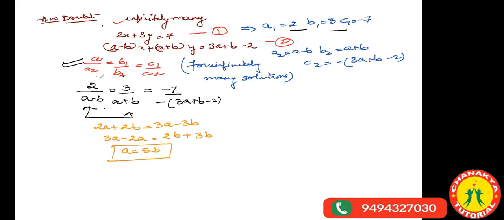Now you can take first and second, second and third, or first and last ratio. So I am taking now the first and last ratio. So 2 upon A minus B is equal to 7 upon 3A plus B minus 2. Now cancel minus minus, then it will be positive.